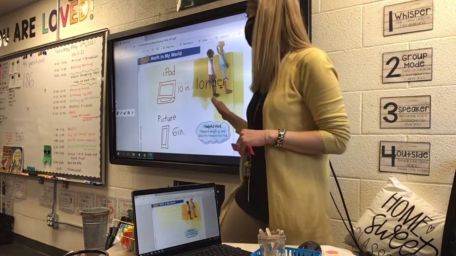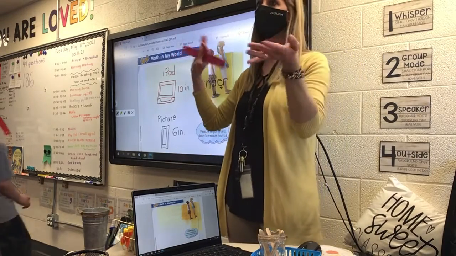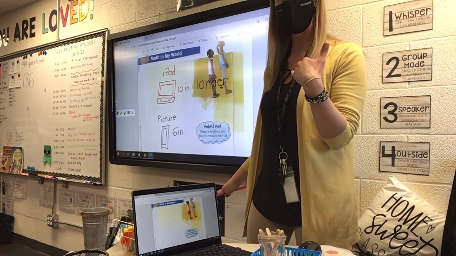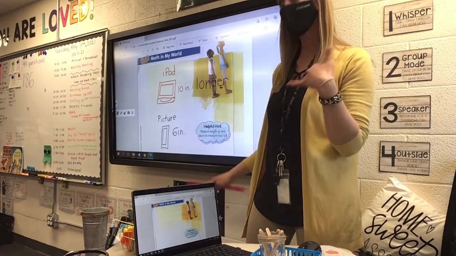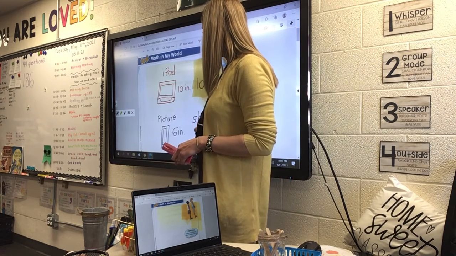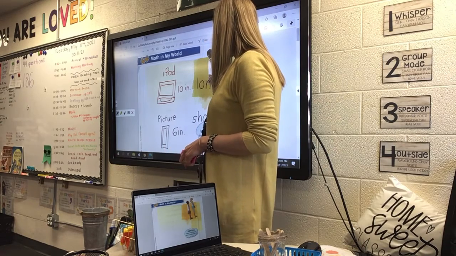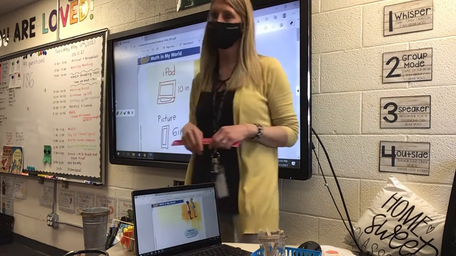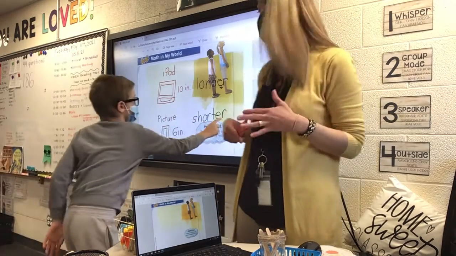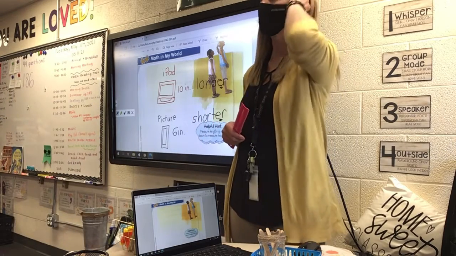Now, yes, the picture is long. But when we're comparing two things, when we're measuring, this is longer, and this is, I heard a couple of you say that, shorter. So this one is shorter. So by the picture frame, I want you to write shorter. The picture frame's shorter, the iPad's longer. Okay? So that's what we're going to be working on this lesson, is shorter, longer, and comparing items.